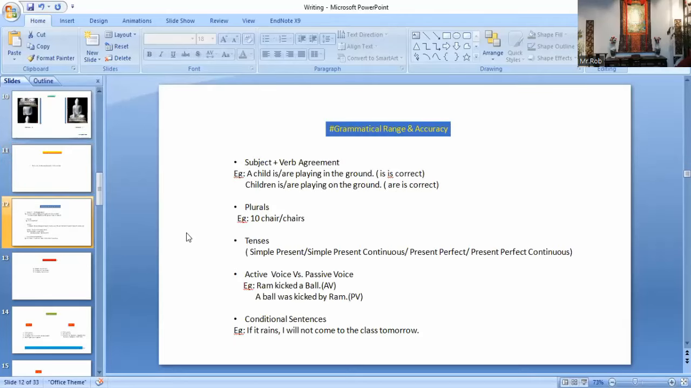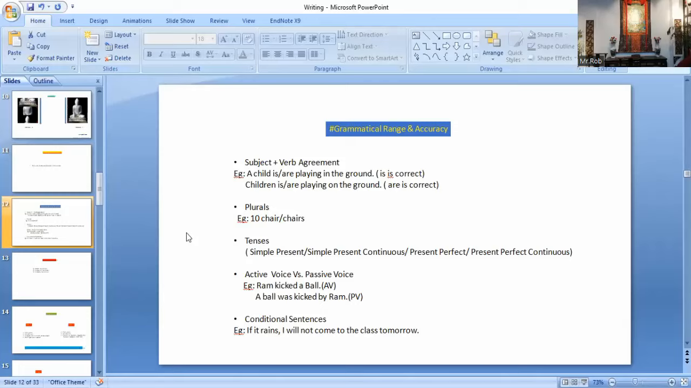Now let's talk about grammatical range and accuracy. That is the third important aspect in your writing. In speaking also it matters. Now we are in the writing section. So try to use subject and verb with good agreement.